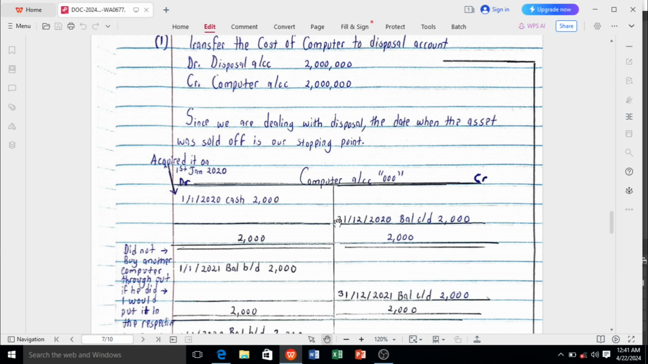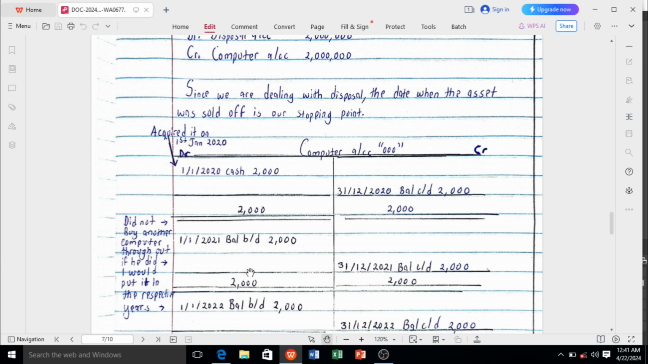So by the end of 2020, 31st December, that will be balance carried down of 2 million still. Now, I make this balance carried down become my balance brought down in the next year, which is 2021. I also want you to note here that since this person did not buy another computer throughout the entire year, if he did, I would put it in the respective years. For example, if he bought another computer in 2021, after putting this balance carried down, I would put the date of purchase, then 2021, then cash of, let's say, 5 million.